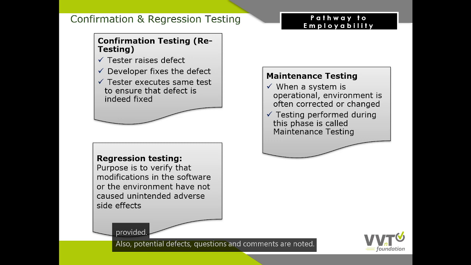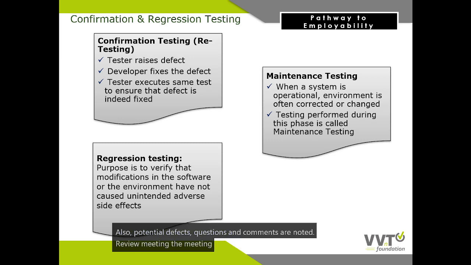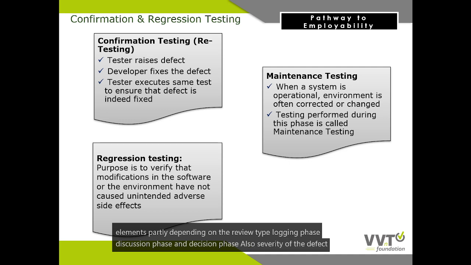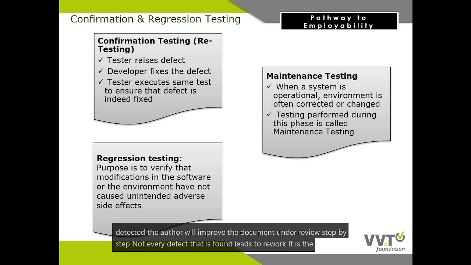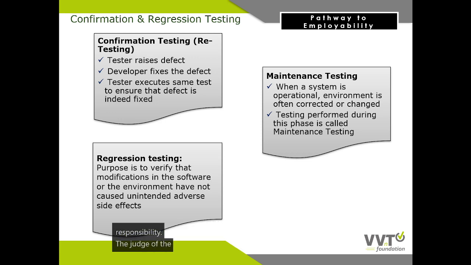Review meeting. The meeting typically consists of the following elements, partly depending on the review type: logging phase, discussion phase, and decision phase. Also, severity of the defect is specified as critical, major or minor. Rework. Based on the defects detected, the author will improve the document under review step by step. Not every defect that is found leads to rework. It is the author's responsibility to judge if a defect has to be fixed.